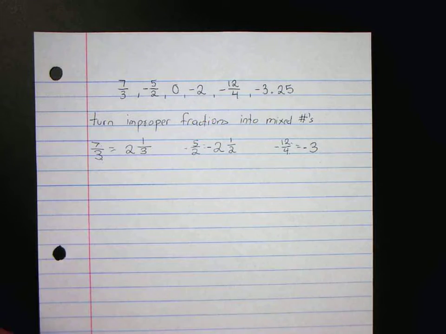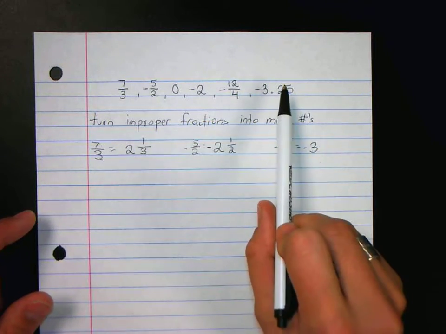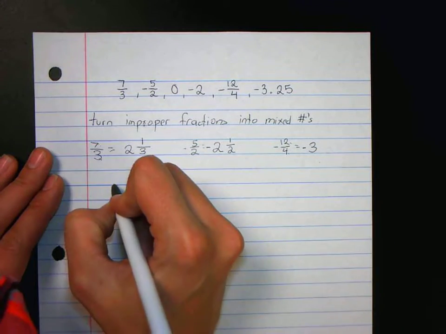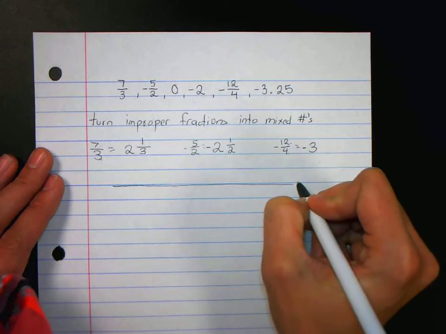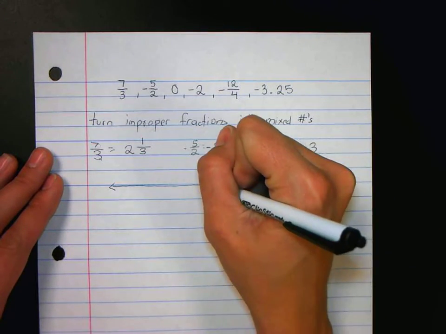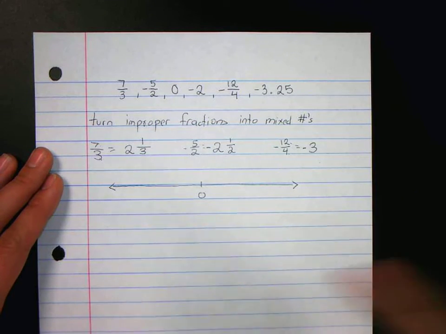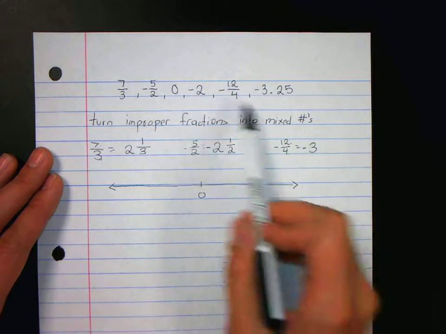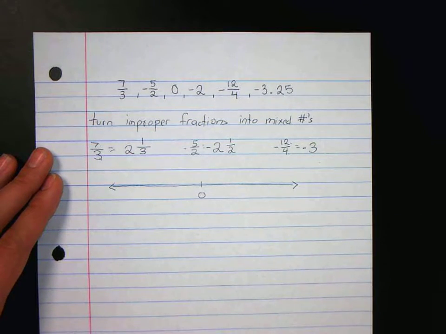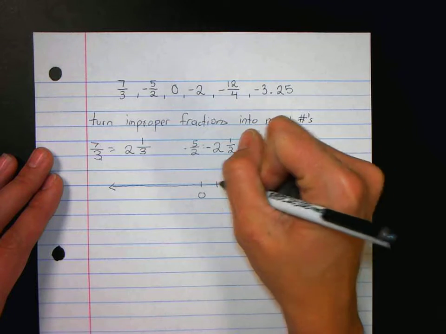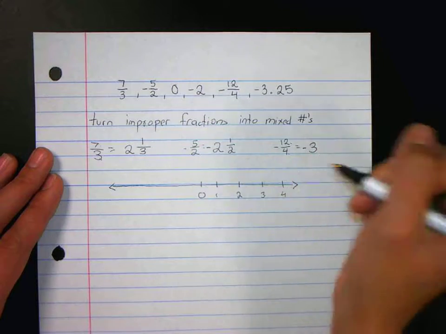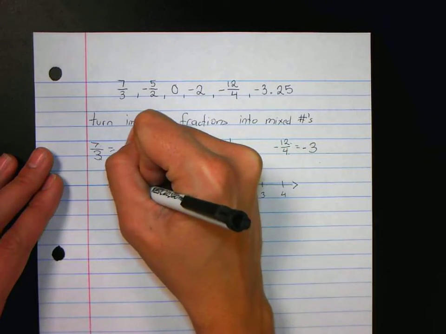All right, now that I have mixed numbers here and I've got a decimal and a whole number and 0, we can now graph these. On my number line, because I'm working with both positive and negative integers, I want to have 0 smack dab in the middle. And then I'm going to count probably out to 4, because if I look at all my numbers, my furthest number is -3.25. So I'm going to work my way out to 4. 1, 2, 3, 4.